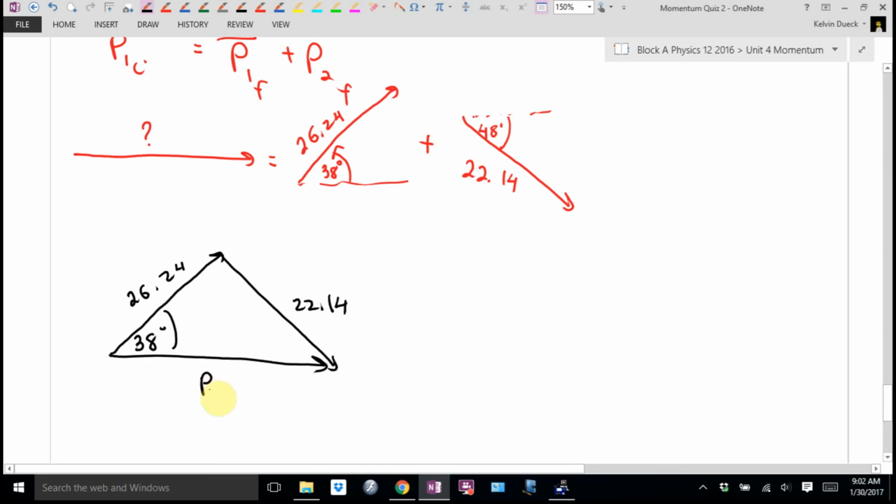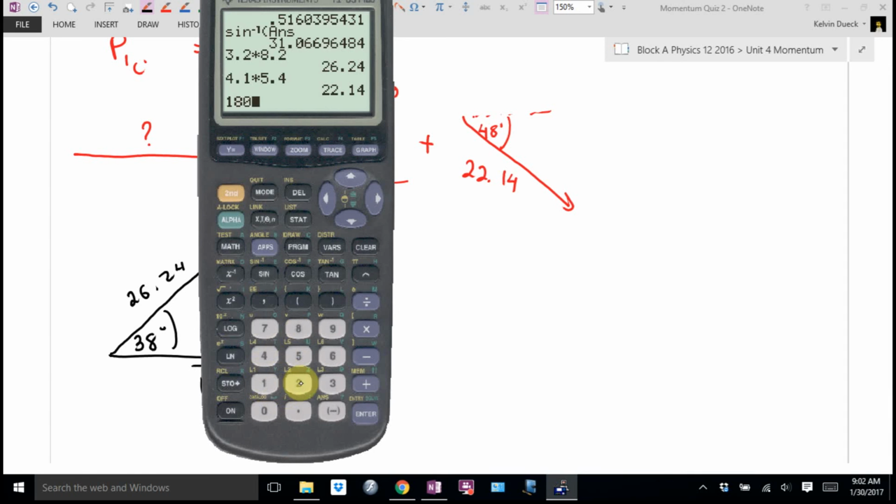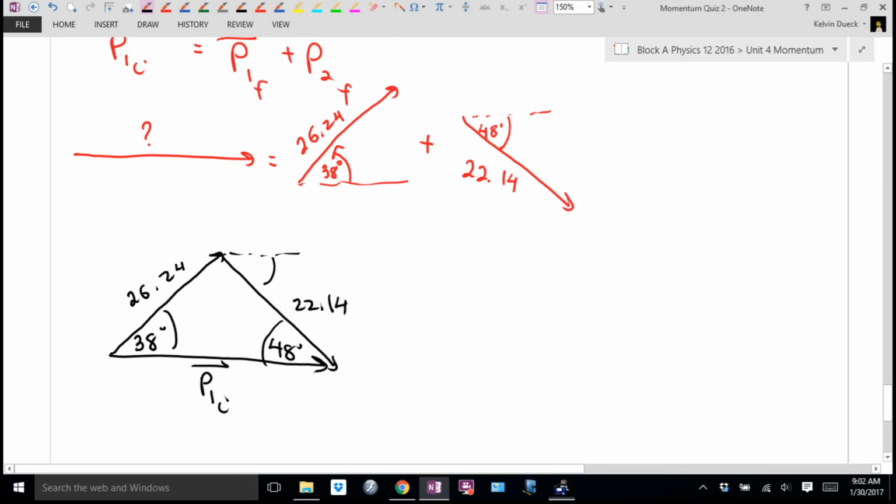So here is the momentum of the rock initial that I'm trying to find. Now, I also know that this angle here is 48 degrees, which means I can pull out the Z trick. This question just became a lot easier, because in any triangle, if I know 2 angles, I know 3 angles. Because what does every triangle add to? 180, so I can go 180 minus 38 minus 48, and I get this angle up here is 94 degrees.